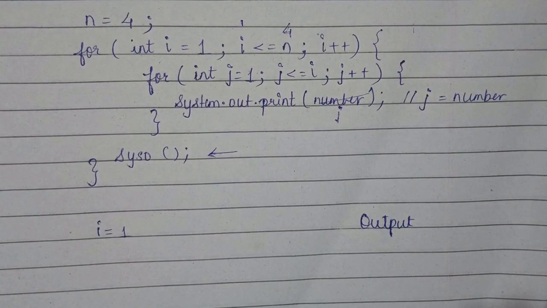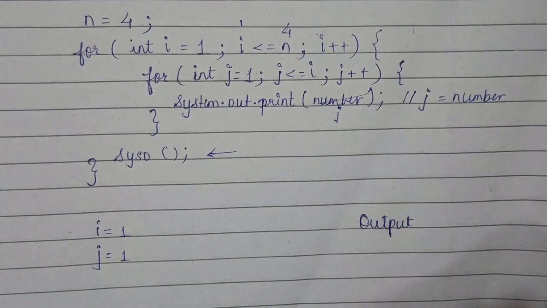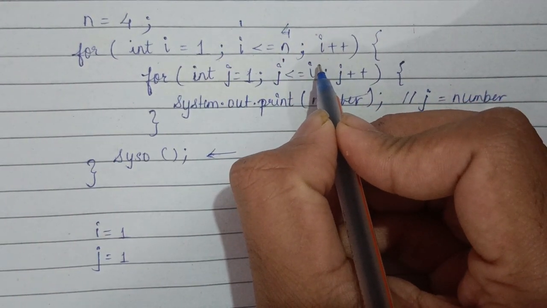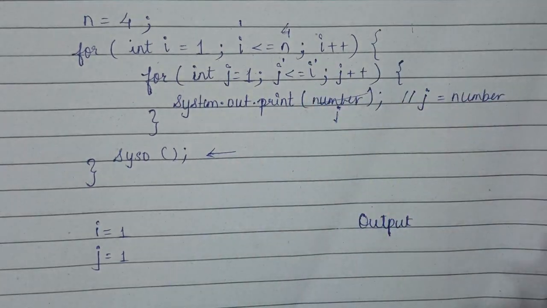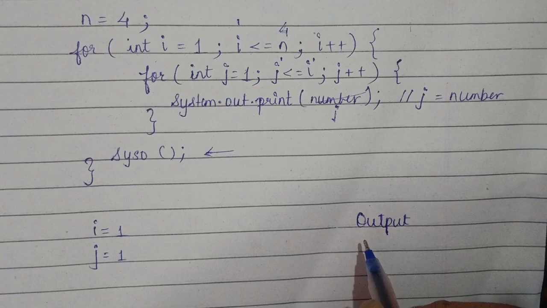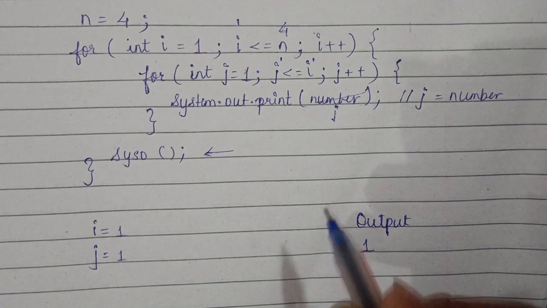Then it will run for j. With j equal to 1, j should be less than or equal to i. The value of j is 1 and the value of i is 1 only. Now the condition is true because 1 is equal to 1, so it will print the number, which means it will print j, so 1 will be printed. Now j will get updated, and its value will now be 2.